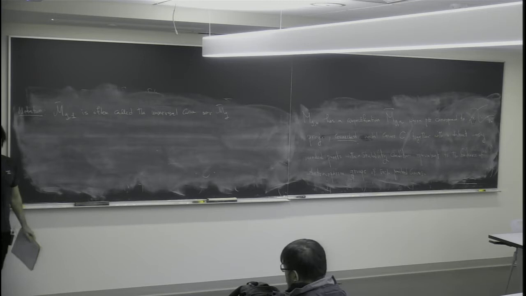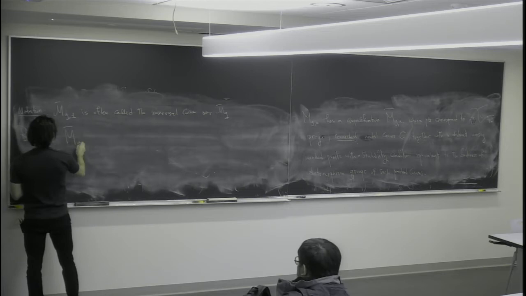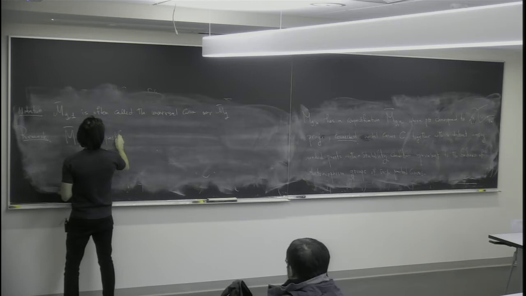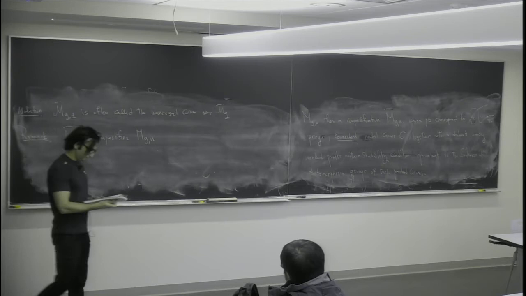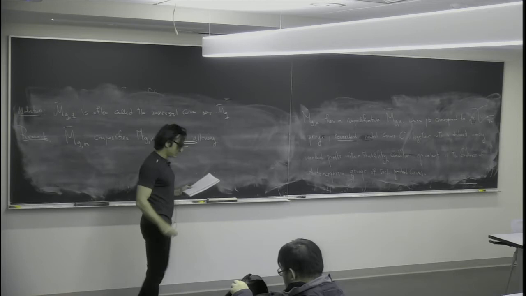All right. Remark. M bar_{g,n} compactifies M_{g,n}, the smooth locus, without allowing, this is important, without allowing points to come together.